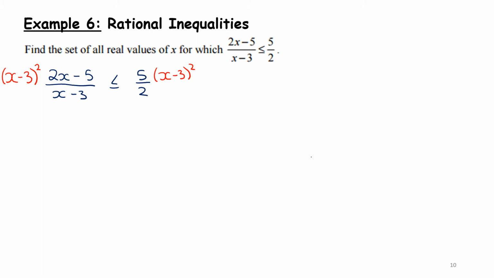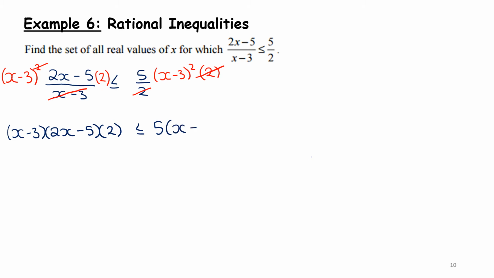Remember to keep the balance, so it still needs to be squared on both sides. I also want to get rid of the 2, so I'm going to multiply both sides by 2. I'll throw the 2 over here. I then can cancel the x minus 3 by the squared and the 2 by the 2 here. And now we can multiply out. So we have x minus 3 by 2x minus 5 by 2 is less than or equal to 5 times x minus 3 squared. Now, when we multiply this out, we're going to end up with a quadratic inequality.